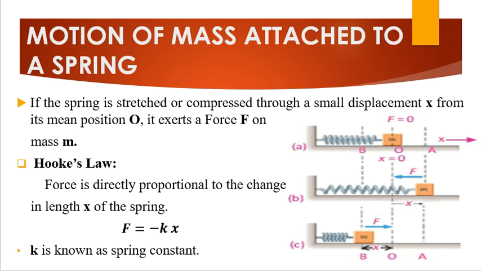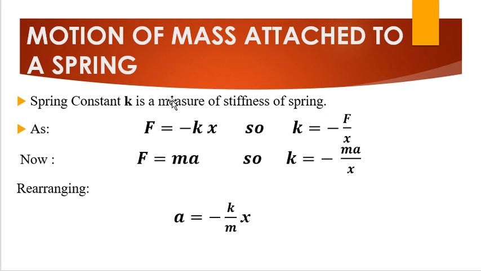So k is known as the spring constant, and this spring constant k is a measure of the stiffness of a spring. A stiff spring has a larger value of k, and a soft spring has a smaller value of k.